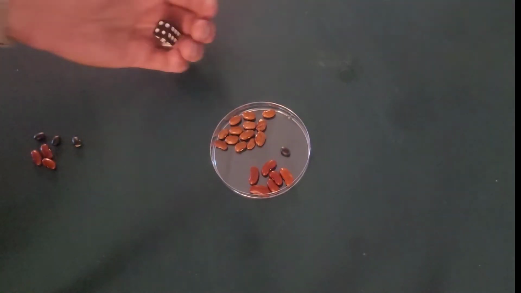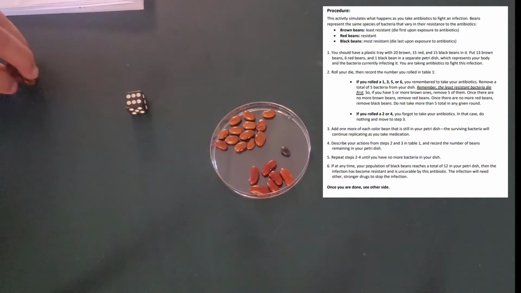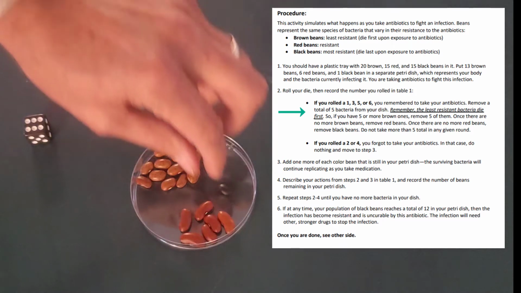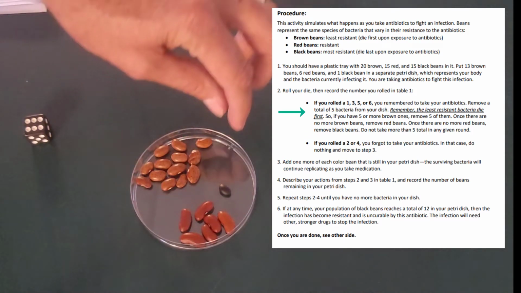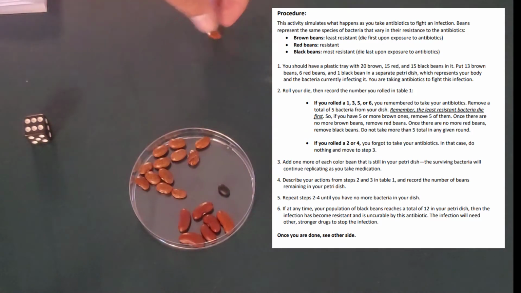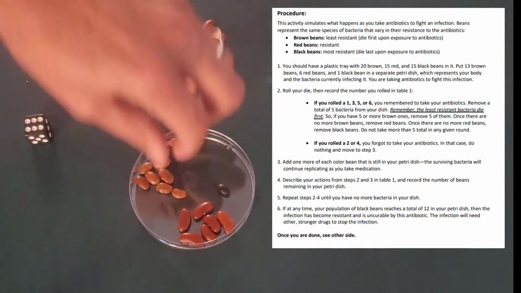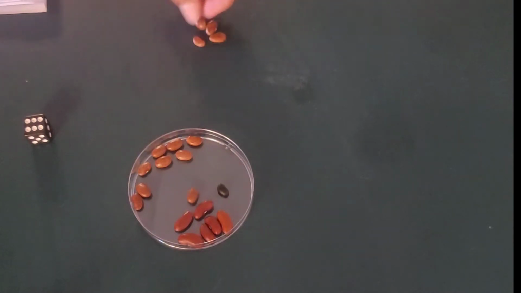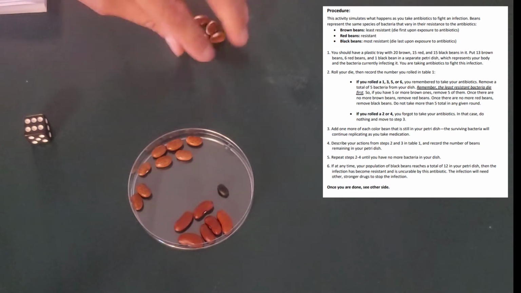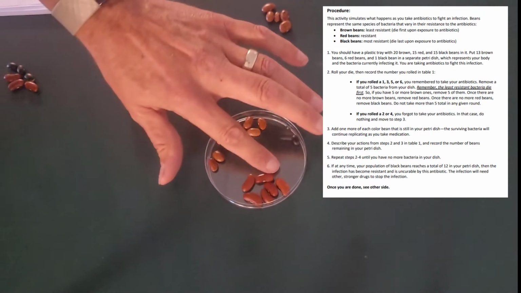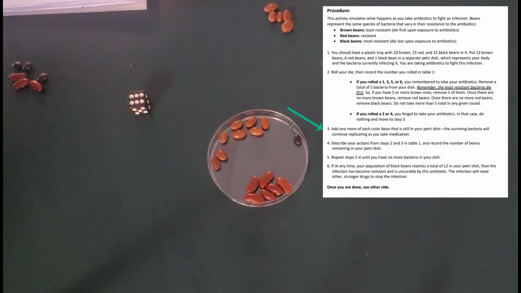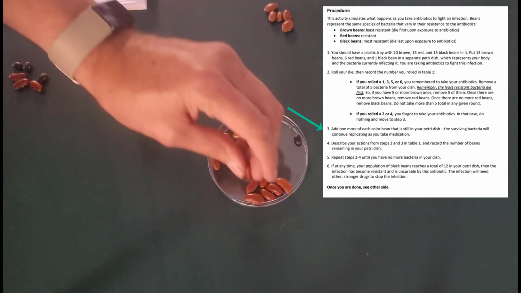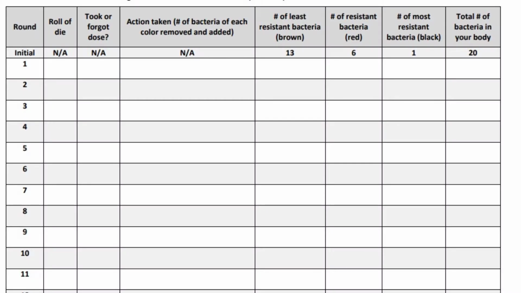All right, so I'm going to roll my dice, and based on what I roll, if I roll a 1, 3, 5, or 6, that means I remember to take my antibiotic. And when I take my antibiotic, that means that I'm going to kill 5 bacteria, and we're going to always start with the brown bacteria first. You can't kill any of the other bacteria till you get rid of the brown. And so I get rid of those, and then for every color that survives, I'm going to add one. So I'm going to add, in this case, 1 brown, 1 red, and 1 black.